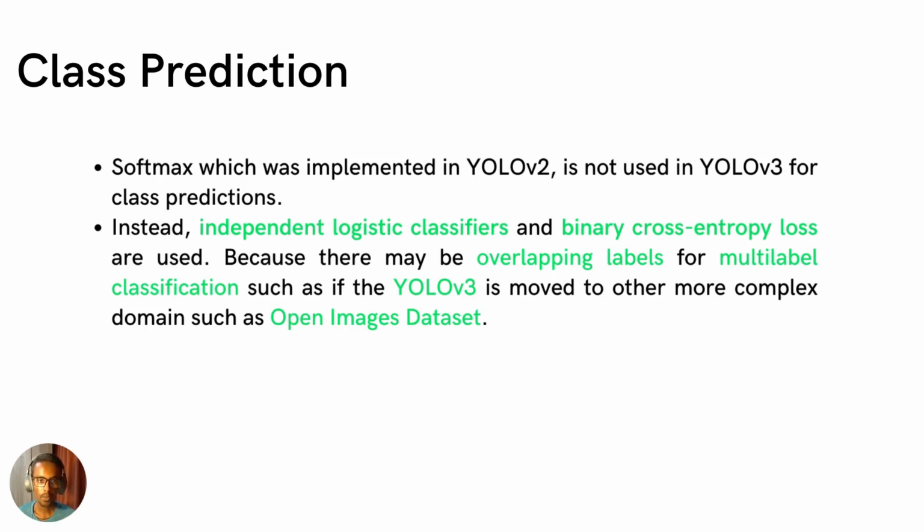In YOLOv2, when we performed the class predictions, and specifically when we talked about YOLO 9000, we used a softmax layer in order to predict the classes. But in YOLOv3, we're going to use independent logistic classifiers, and binary cross-entropy loss is going to be used because there may be overlapping labels for multi-label classification, such as if YOLOv3 is moved to other more complex domains, such as the Open Images dataset.